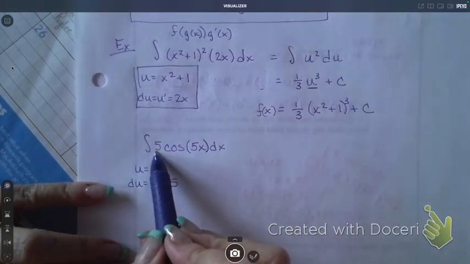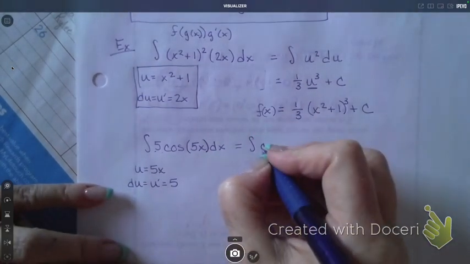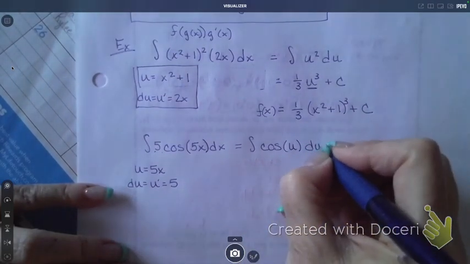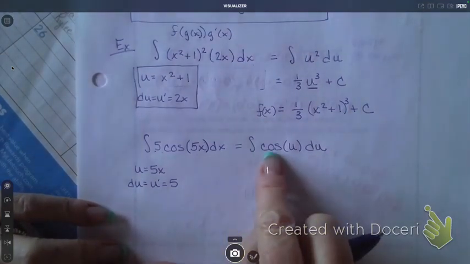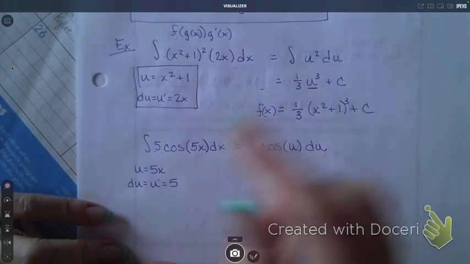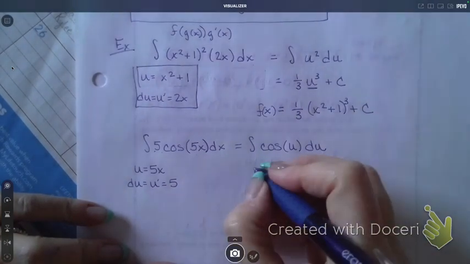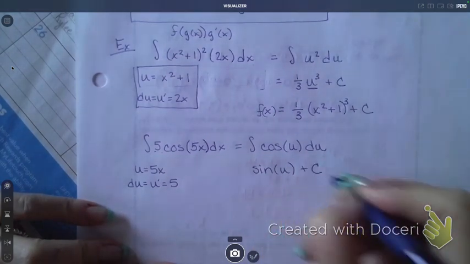Yes? So all I need to worry about is the integral of cosine of u du. So what is the integral of cosine? Negative sine. Oh, I switched. I switch the negative all the time, because the derivative of cosine is negative sine. So it's sine of u plus c.